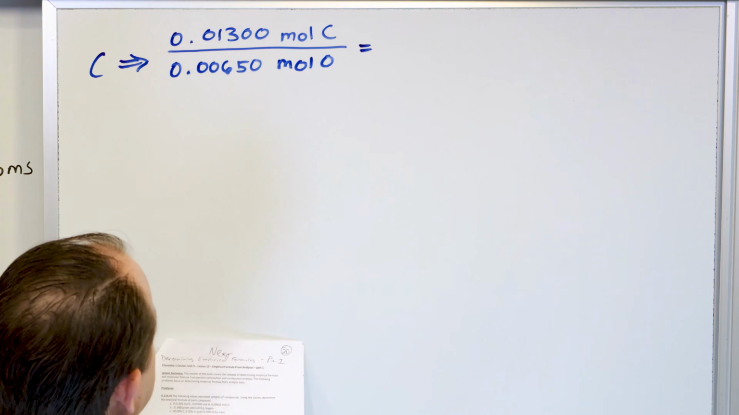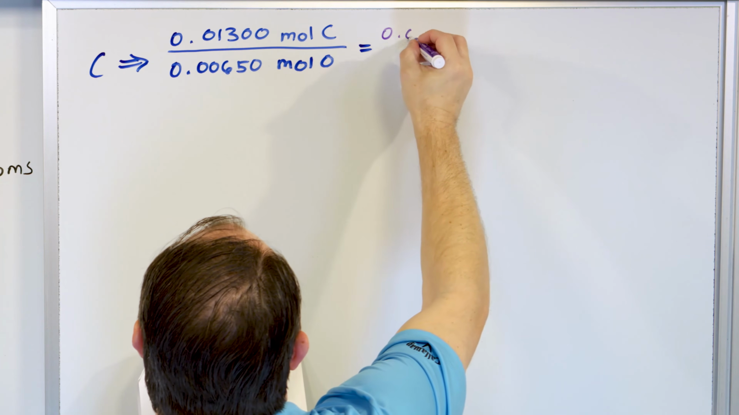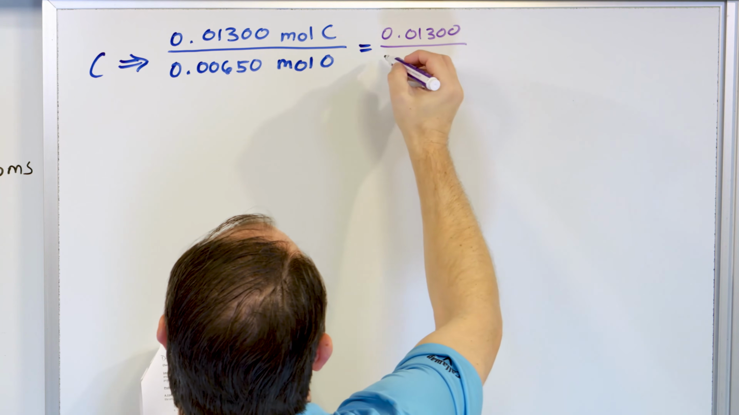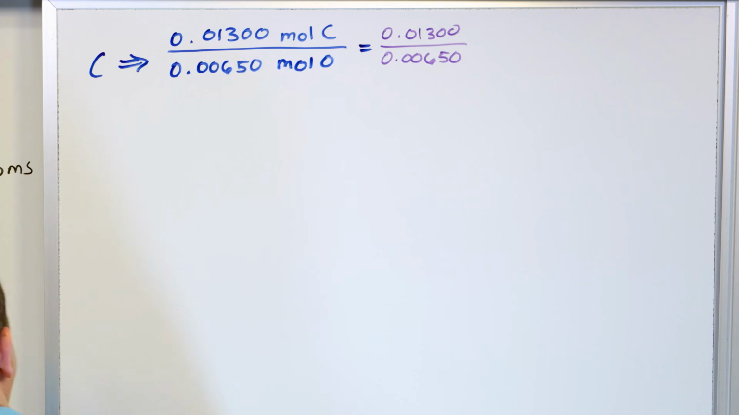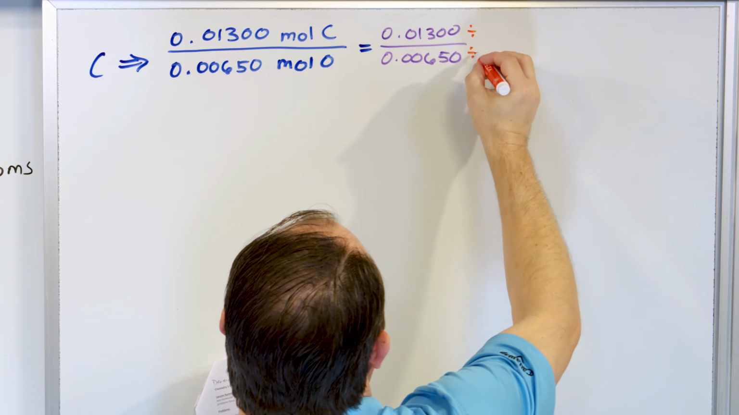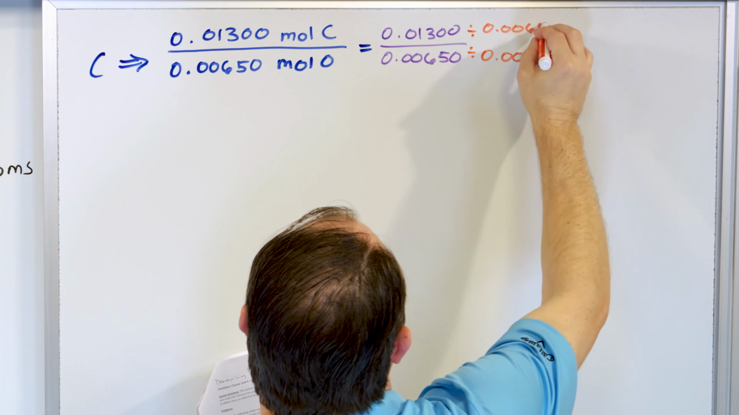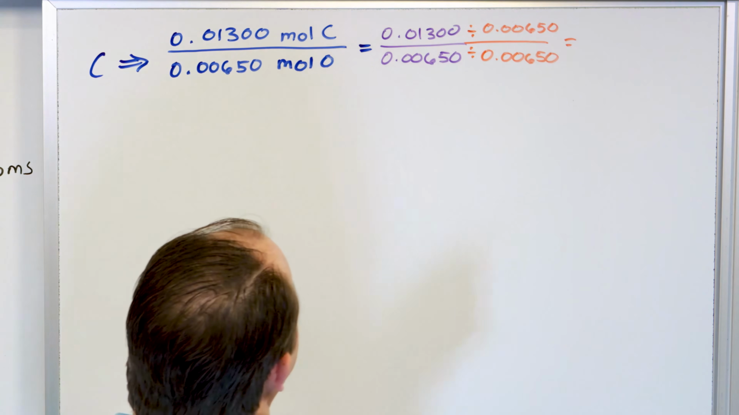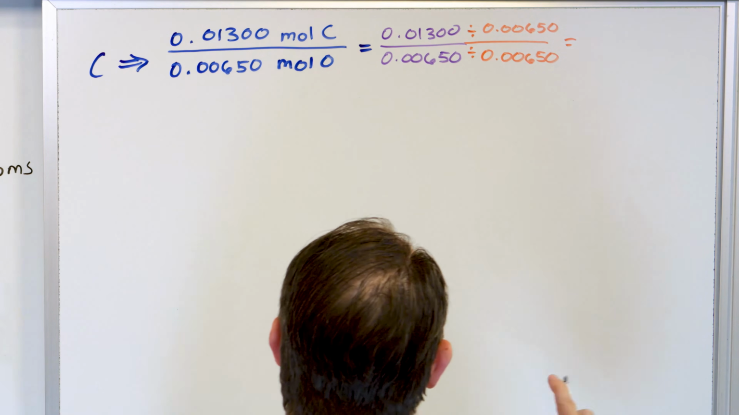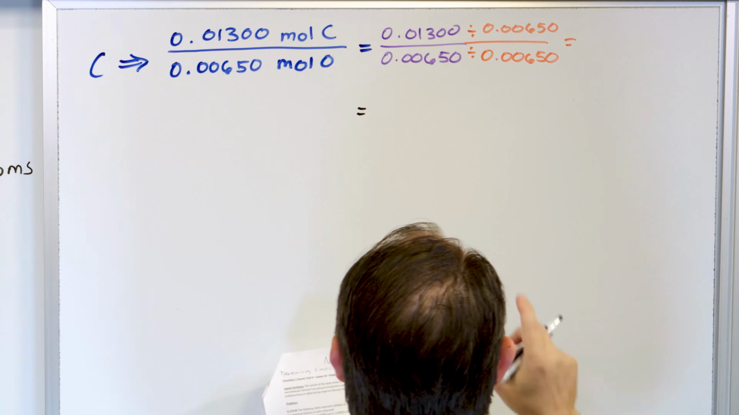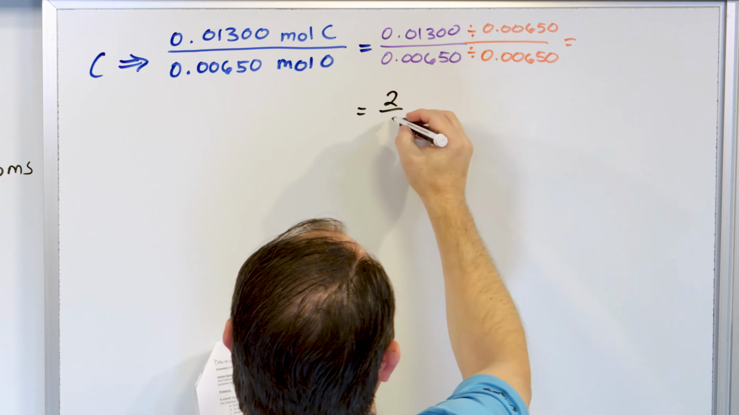So what I'm going to do is divide the top and the bottom number. I'll do it this way the first time, but after this we won't have to do it anymore. On the top I have 0.01300, and on the bottom 0.00650. I'm going to divide the top and the bottom by the same number to simplify it, 0.00650. Why am I doing that? Because when I take 0.01300 and divide by 0.00650, what do I get on the top? The number 2. On the bottom, I'm dividing by the same thing, so I get the number 1.